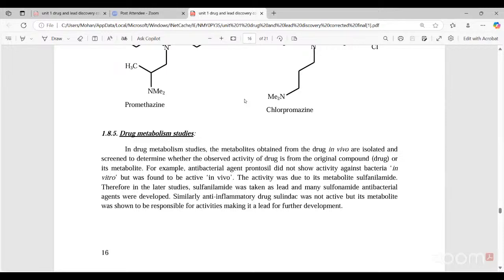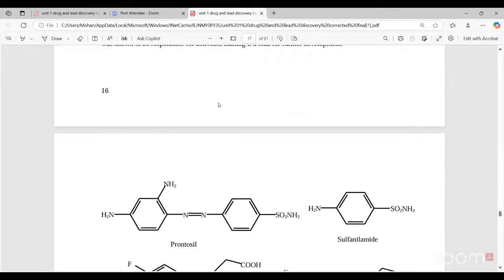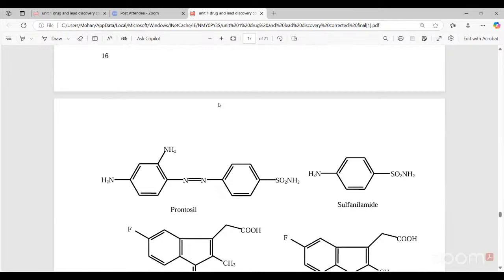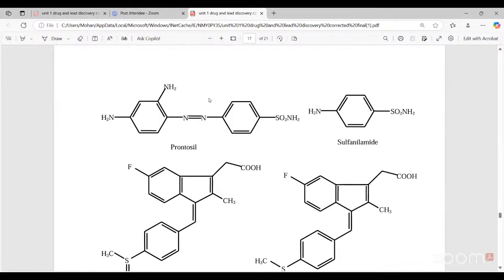The anti-inflammatory drug sulindac was not active, but its metabolite was known to have the activity, which led to further development. Here is the prodrug. Due to some reaction, this bond is going to cleave and it is forming the sulfanilamide.